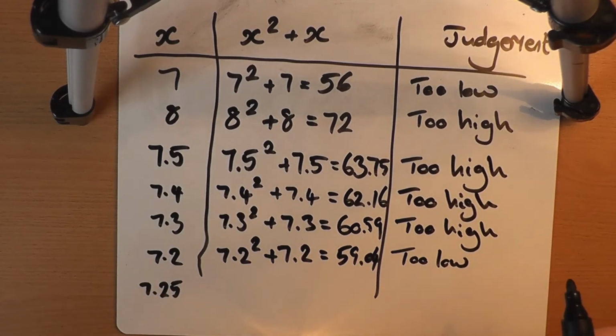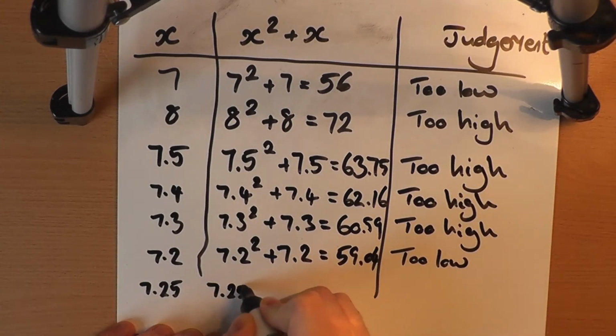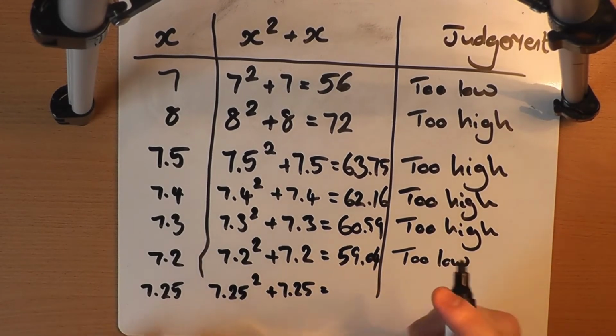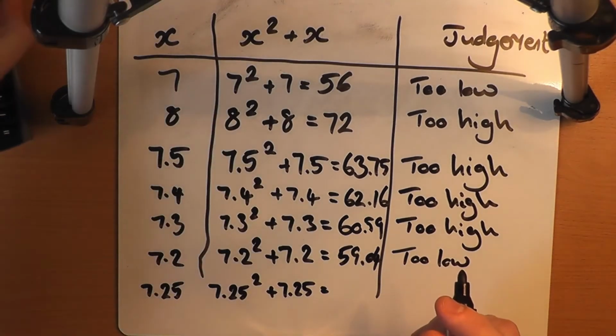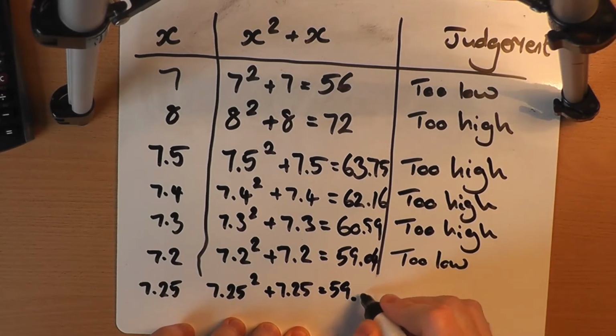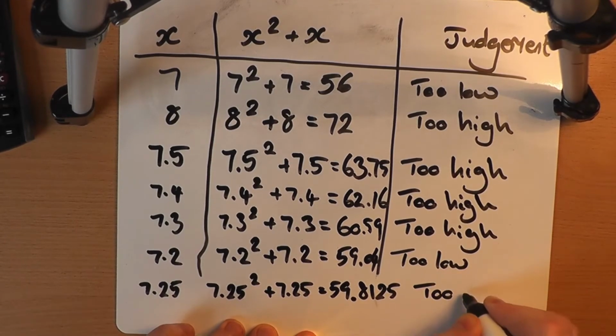Notice that this is the only one we've checked that is two decimal places. We are looking for correct to one decimal place. We have no need to ever check anything at two decimal places except for this final one to see which of the one decimal place answers that it could be, it is in fact closest to. So we're going to try this one final time. 7.25 squared plus 7.25 equals, we're going to put that in our calculators, and we're going to come out at being 59.8125, which is just a little bit too low.